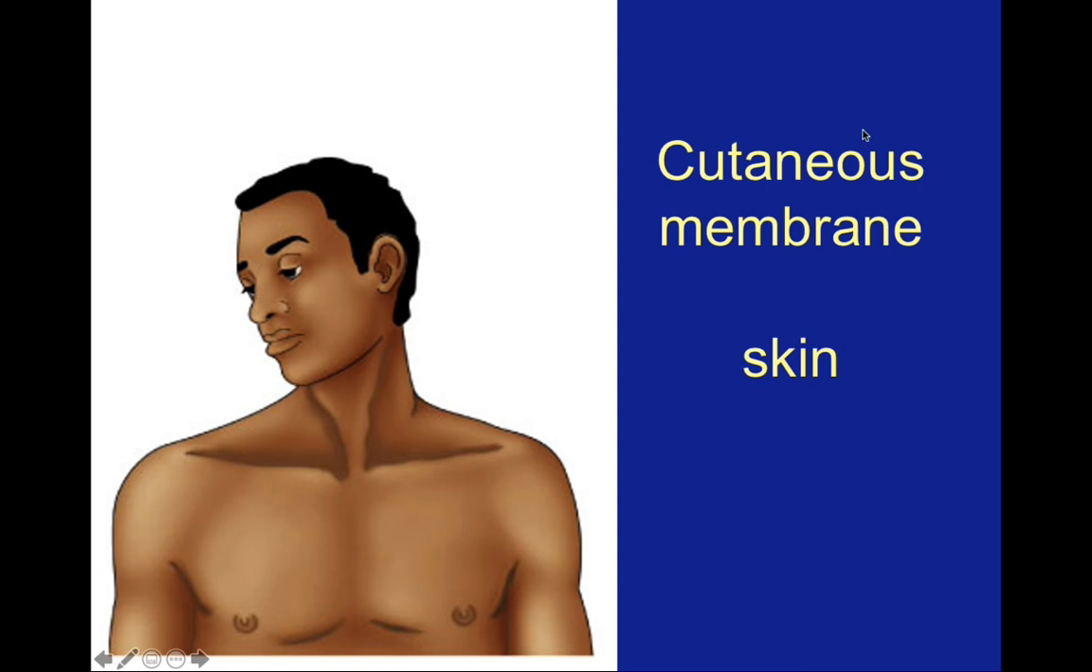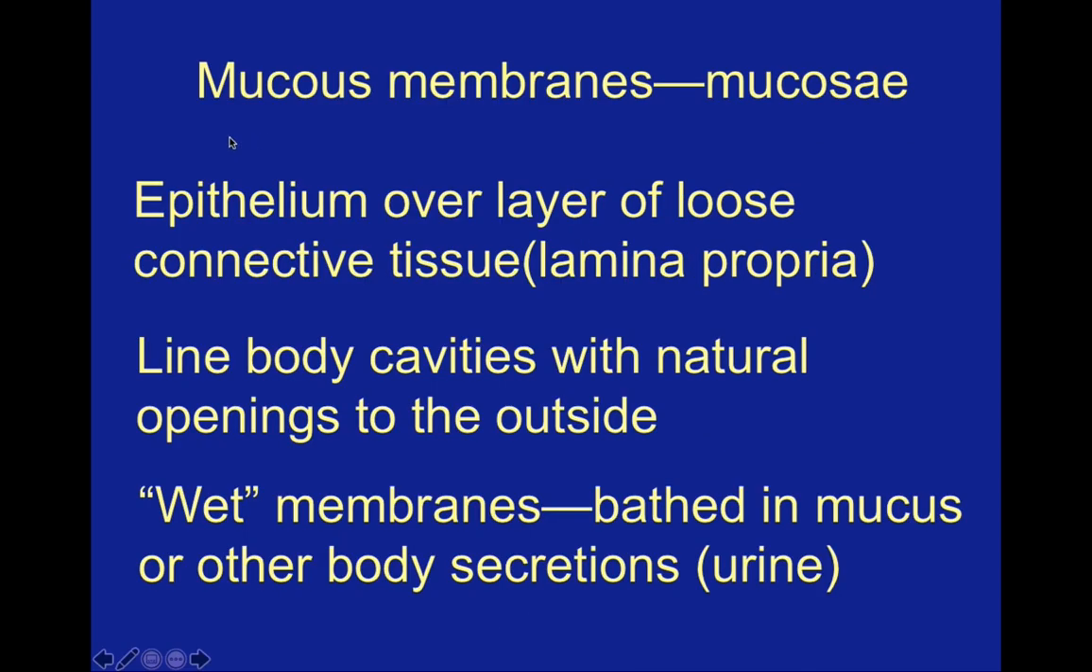Of course, the cutaneous membrane is the skin. This is the part of the integumentary system that wraps around the outside of the body, and it is the most superficial body system of all 11. Next up are the mucous membranes, and we often refer to mucous membranes as the mucosa. Mucous membranes are going to be considered wet because they will be covered in either mucus or some other body fluid. For example, in the urinary system, it would be bathed in urine. But the respiratory system and the digestive system will both secrete mucus.